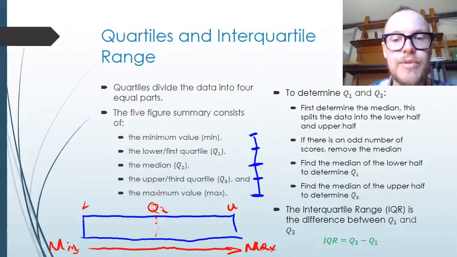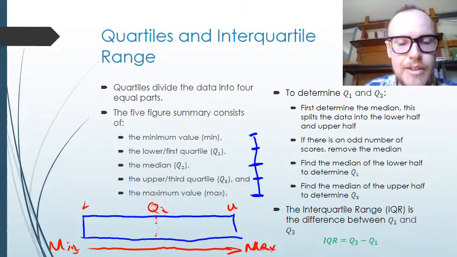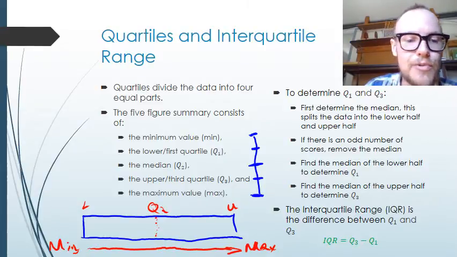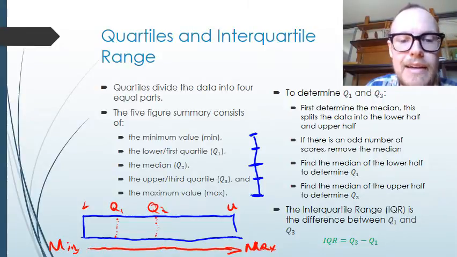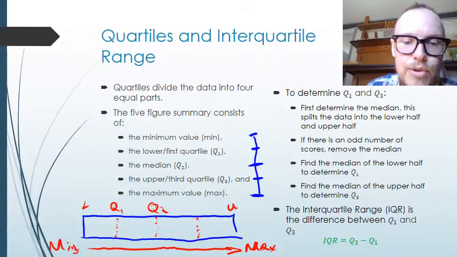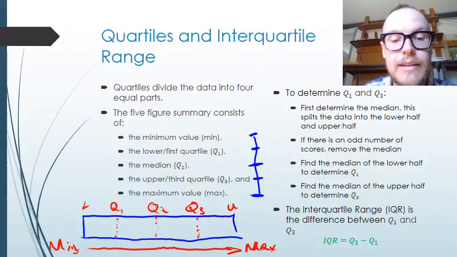If there's an odd number of scores, we remove the median, so we don't worry about the median and just worry about the values lower and the values higher. So to find Q1, we find the median of the lower half. We look at just the lower half numbers and find the median there. And to find Q3, the upper quartile, we find the median of the upper half.